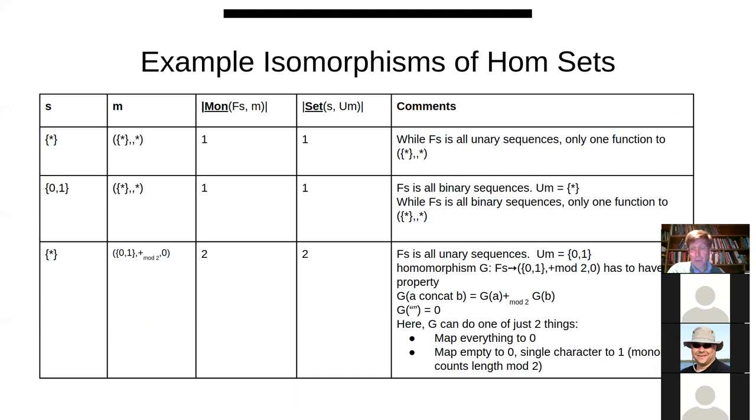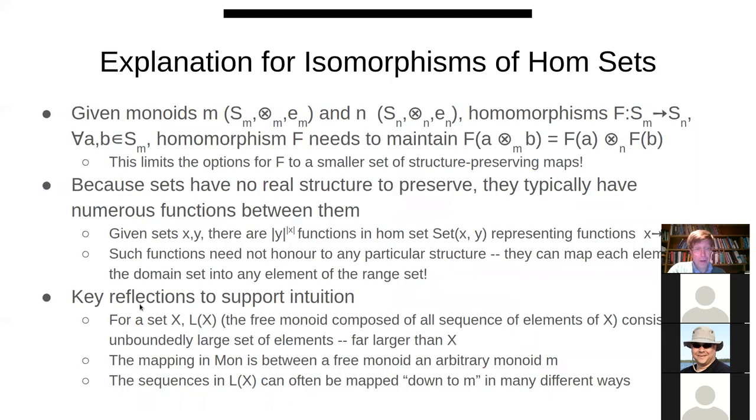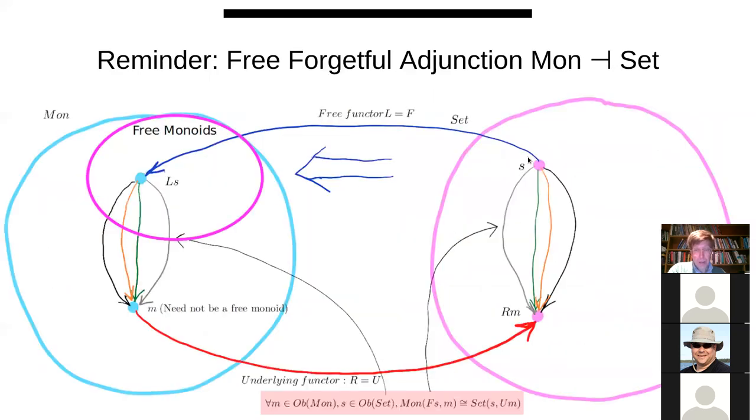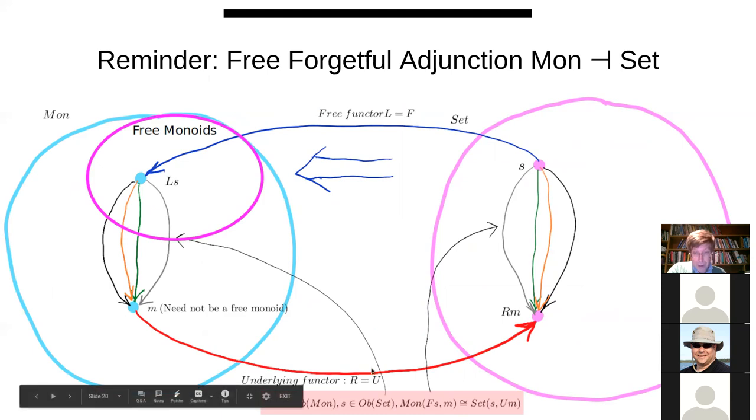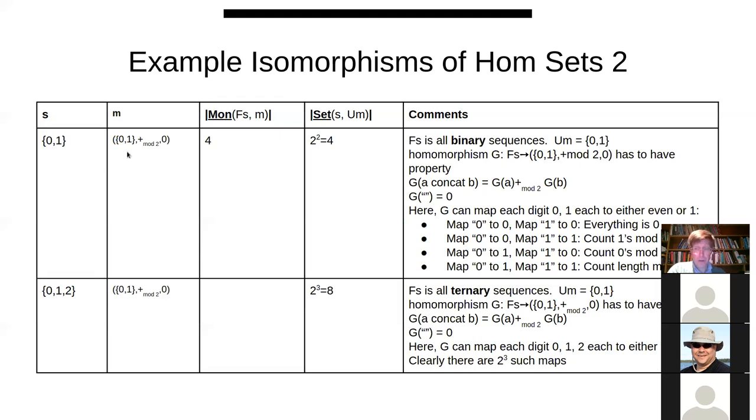We end up having two possibilities in both cases. Now let's consider 0, 1 on both sides. 0, 1 here, 0, 1 here. So we have a monoid that has 0, 1 as the possible things, and we have S as 0 and 1. Let's reason this through. For set, we're just mapping 0, 1 to 0, 1, because we're mapping S, that's 0, 1, to the set of items from the monoid, which is also 0 and 1. So pretty straightforward. We can map 0 to 0, we can map 0 to 1, we can map 1 to 0, we can map 1 to 1. We have basically four possible choices.